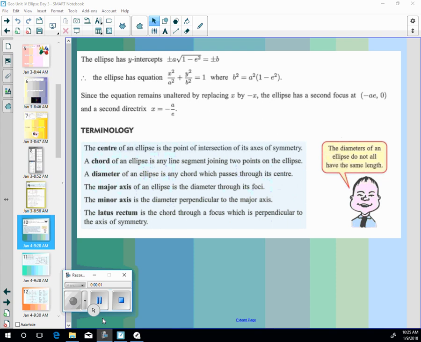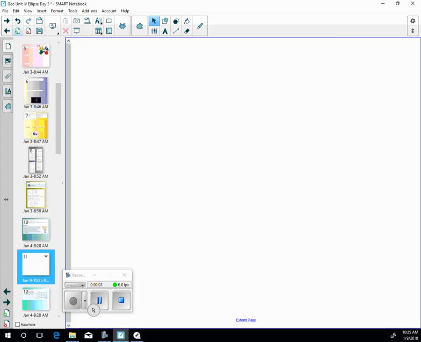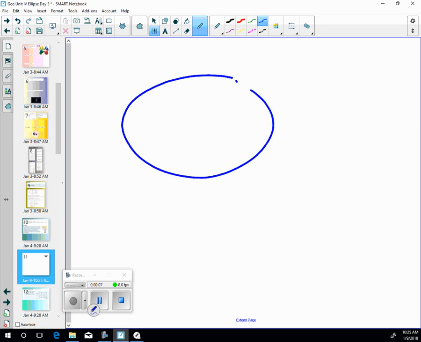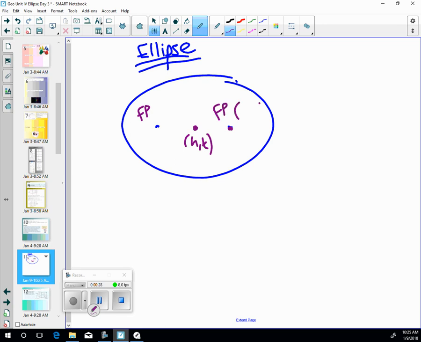Ellipses. Let's see what you remember about an ellipse. So if we draw an ellipse, we learned yesterday there are two L's in ellipse. Yeah, it's true. And we learned that there is a center, H comma K, and there are two focal points. This focal point, this focal point. Do you remember what I proved that formula to be?